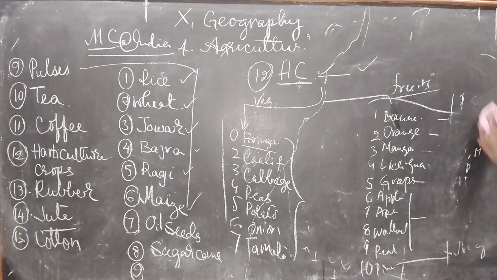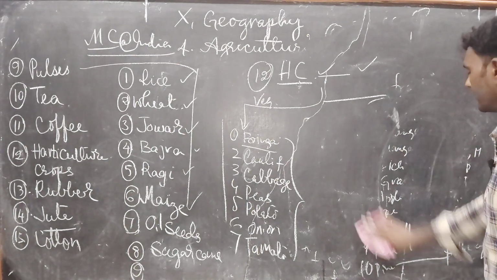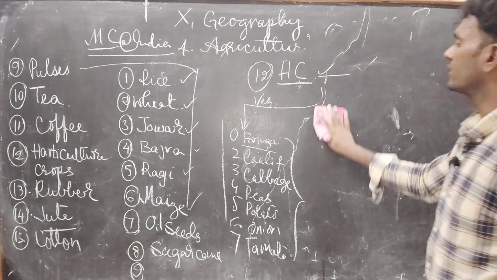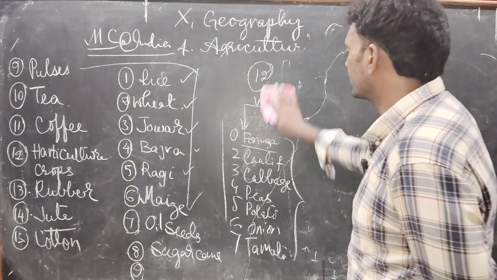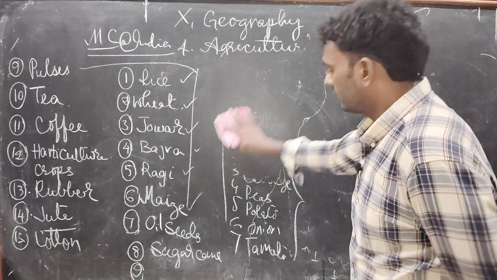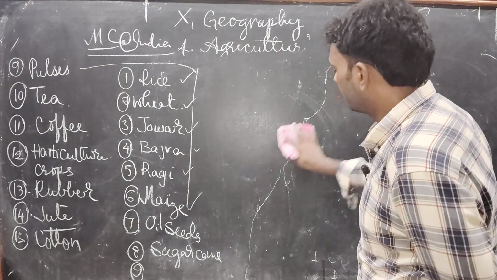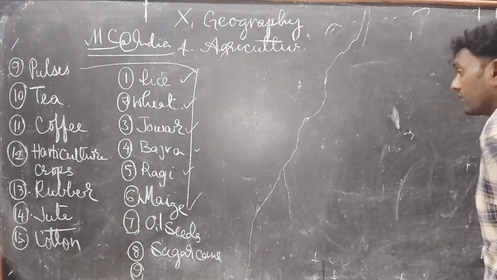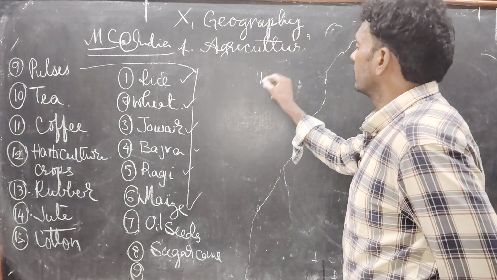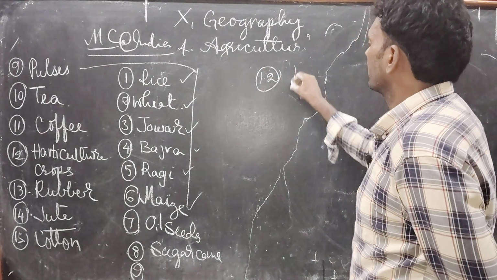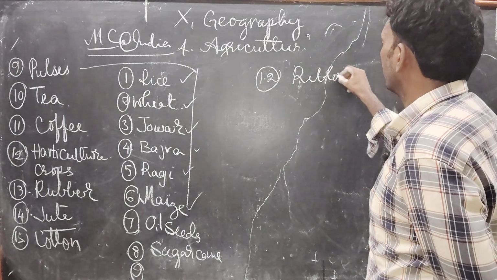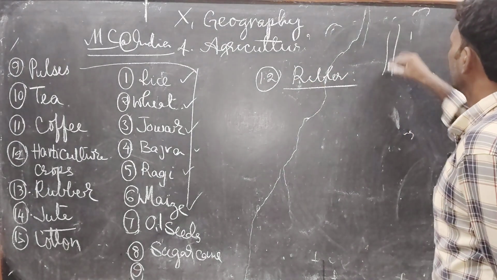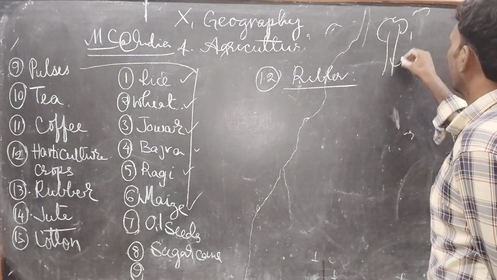Next one, 13th crop, that is rubber. Rubber, very well. Every day we are using an eraser, which is made of rubber. Every day we are using pens, which have rubber. Every day we are using rubber bands for binding money. So many purposes we are using rubber for. Where do we collect rubber from? Rubber is collected from the latex of rubber plants.